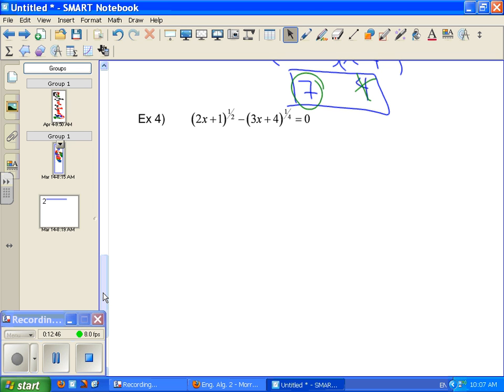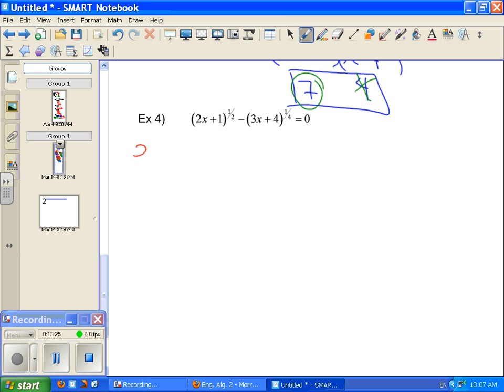Nice. First square root first and cube root the second. You mean rewrite them, or do you mean actually square them? What do you want me to do? I guess square them. Well, I can't square both. Remember, I am allowed to square an entire side. That's okay. I don't really want to FOIL this. Got a 3x plus 4 to the 1/4 power on the other side.